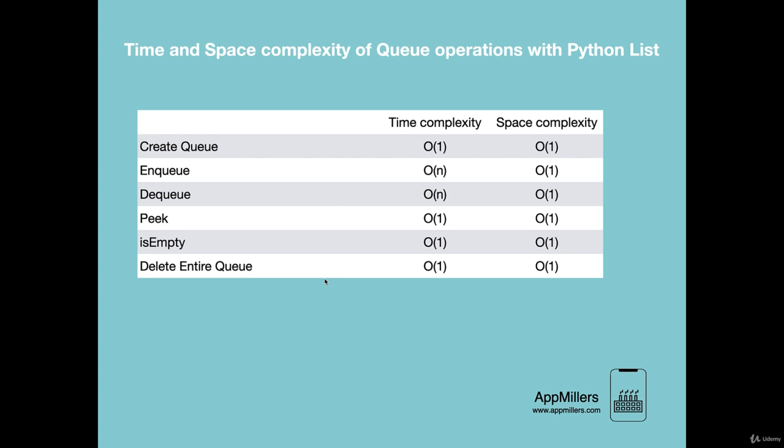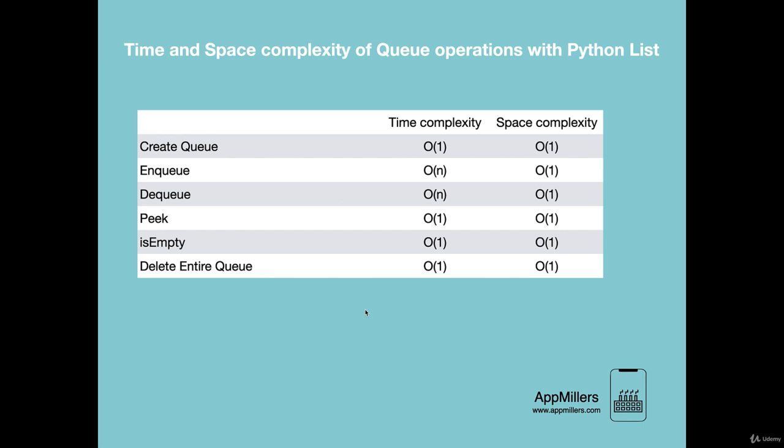Now finally the last method is delete entire queue. We know that when we delete entire queue, we are just setting this queue to None. So all elements of the queue will be deleted from the memory. Deleting a queue from the memory in this case takes O(1) time complexity. That's why the time complexity is O(1), and the space complexity is also O(1) because here we are just deleting all elements from the space. So an additional space is not required to perform this operation.